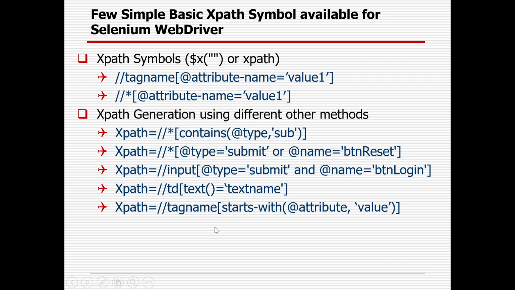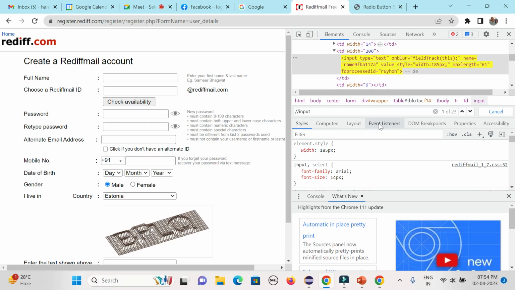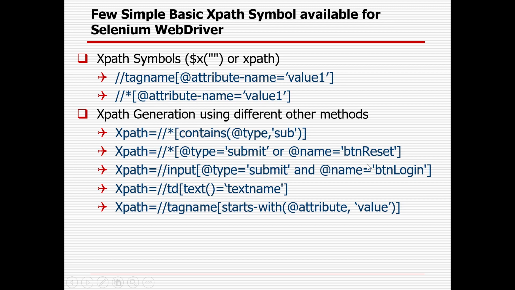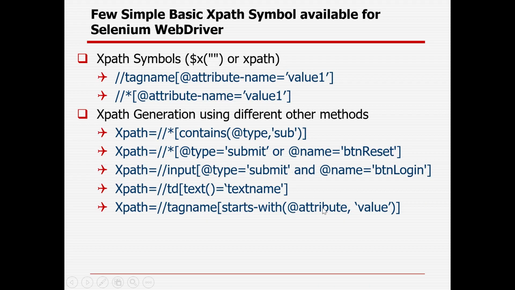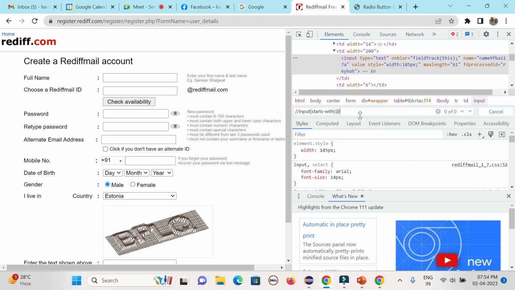Then what is the syntax? Third bracket. Then starts-with, hyphen with, start with, then bracket, @ attribute. What was the attribute name? Name, comma, and what was the starting? Name. Enter. I need to give one more bracket.